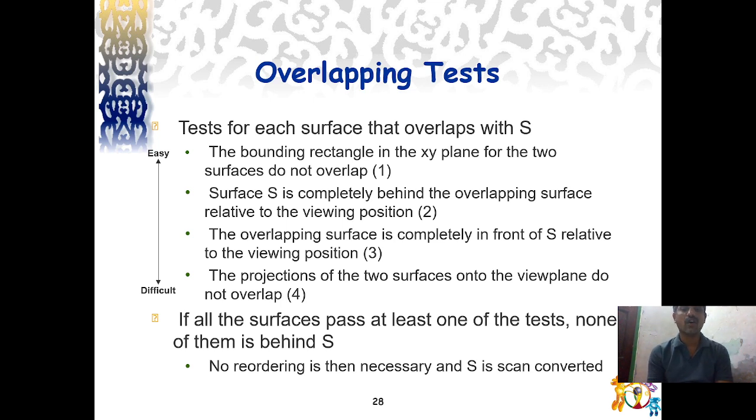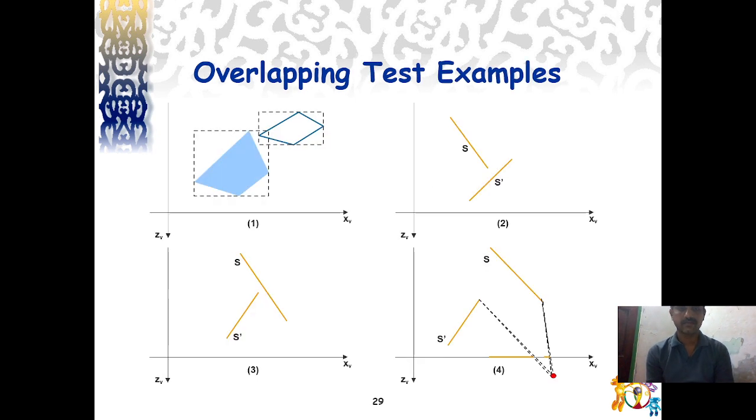Now we can reorder the particular surfaces. If all surfaces pass at least one of the tests, none of them is behind S, so no reordering is necessary, and then S is scan converted. If any one passes, then we can go on. If there is no reordering, then we can convert S.